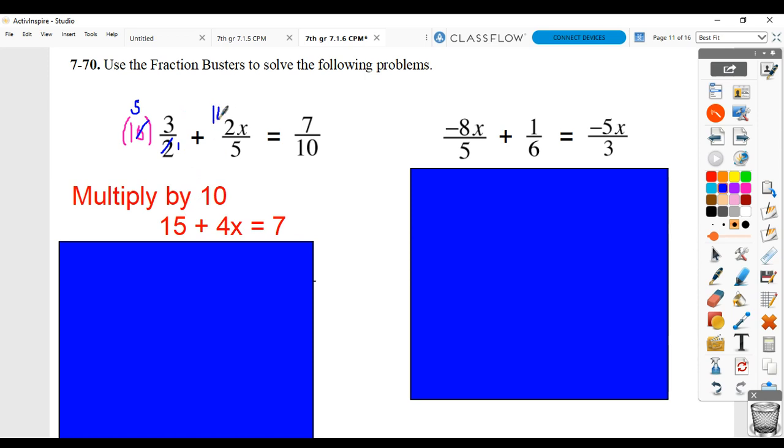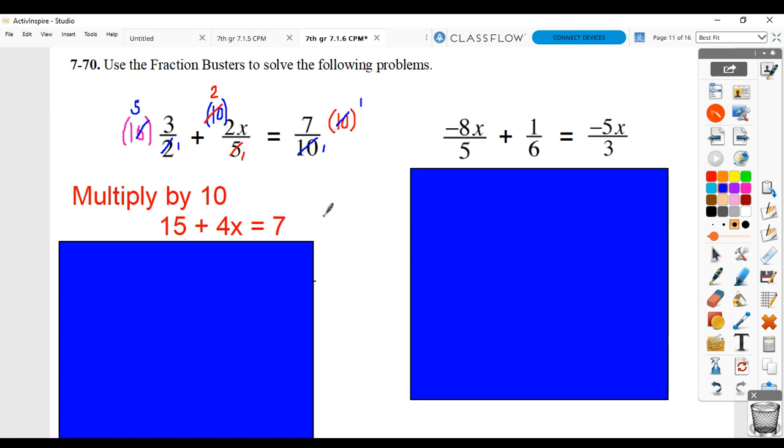When we multiply this term by 10, the 10 and 5 are going to simplify. 5 divided by 5 is 1. 10 divided by 5 is 2. And 2 times 2x is 4x. And we multiply this term by 10. The 10s are going to simplify. 10 divided by 10 is 1. 10 divided by 10 is 1. 1 times 7 is just 7.